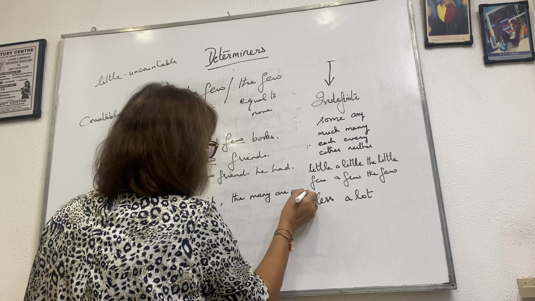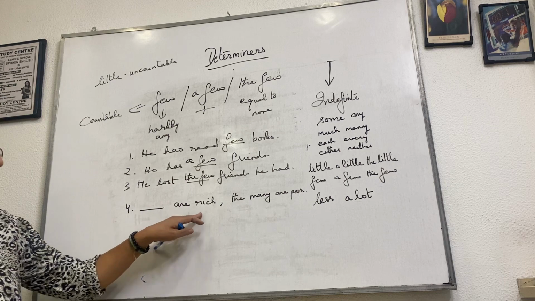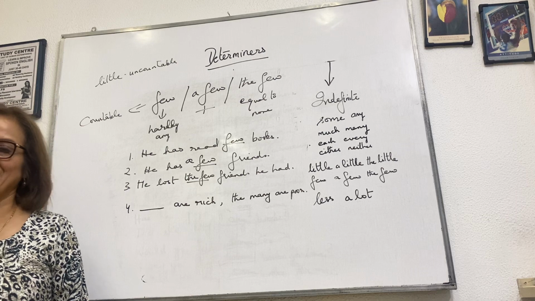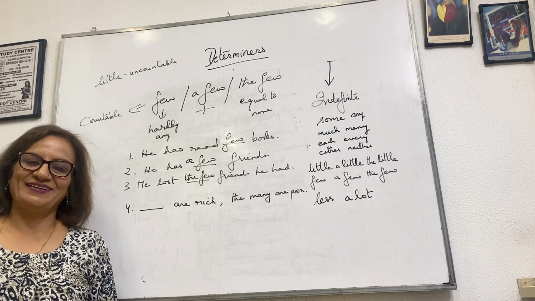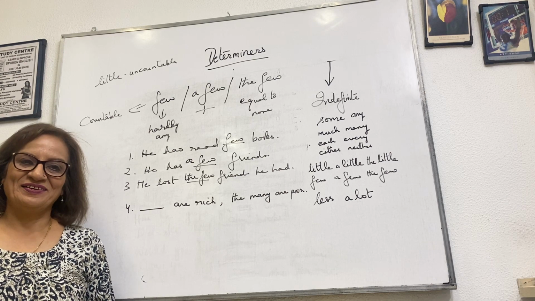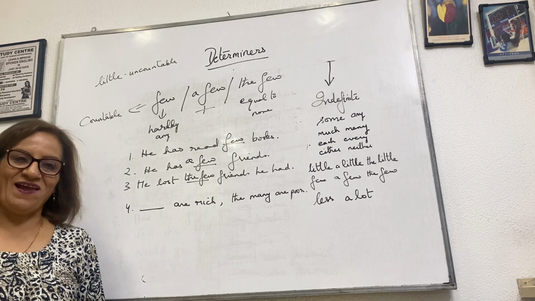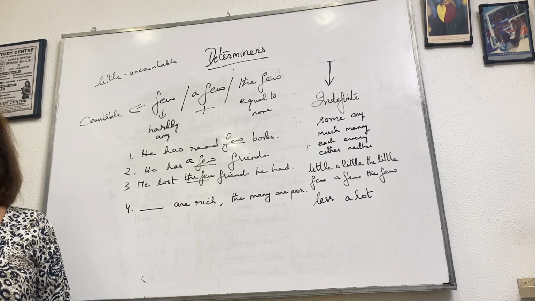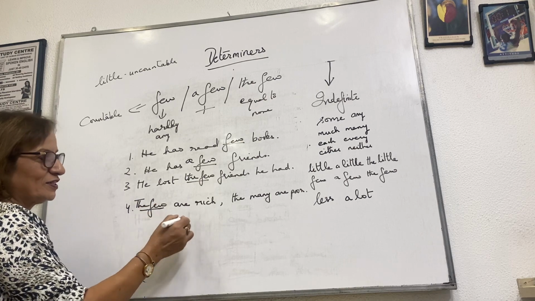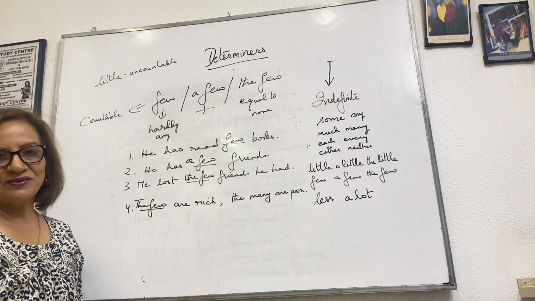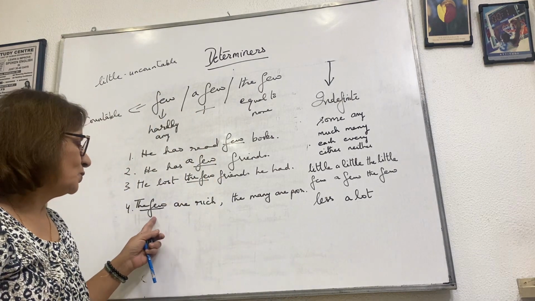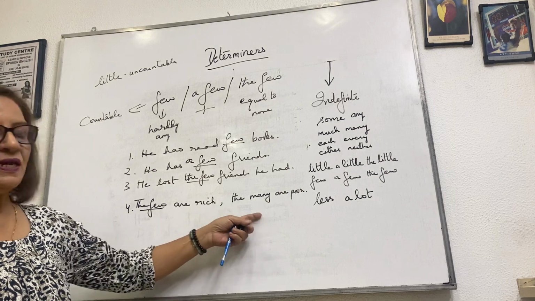Try this one, students. Which one will come here? Dash are rich, the many are poor. Try. Shaurya, good. Shivani, okay. The few, equal to none, are rich; the many are poor. So this is the rich and poor gap that we have in our country. So here it is: the few are rich, the many are poor.